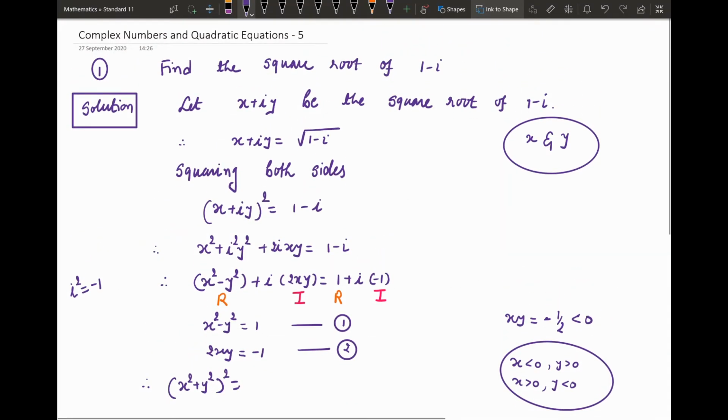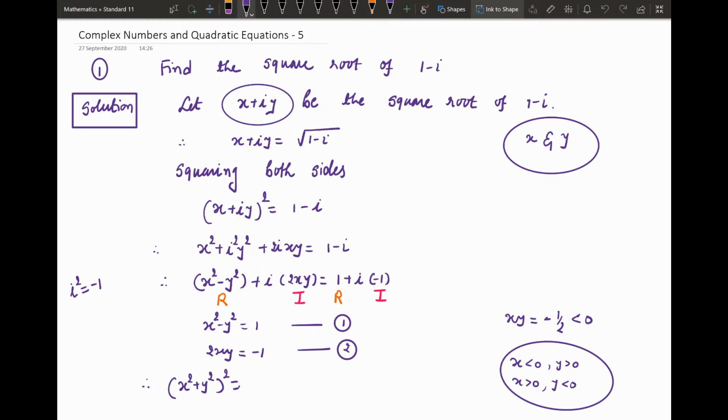So first example, find the square root of 1 minus i. So let x plus iy be the square root of 1 minus i. So we have supposed x plus iy as a square root. In x plus iy there are two unknowns, x and y, so there must be two equations to solve two unknowns.